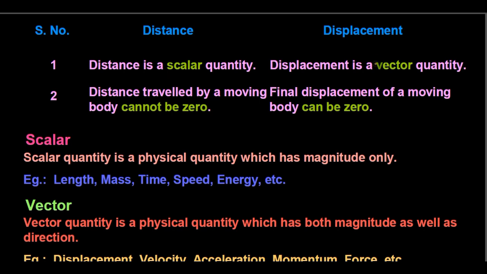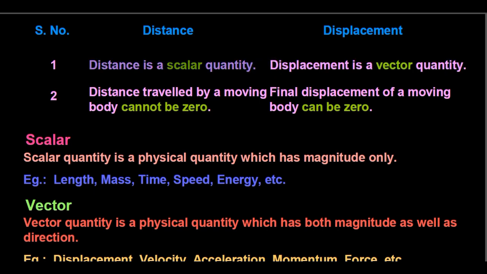But vector quantities are those which have numerical values as well as direction, like theta 30 degree, 45 degree, or east, west, north, south direction, or x-axis, y-axis, or z-axis. So we will represent them with some direction. These are known as vector quantities. So we can say displacement is a vector quantity while distance is a scalar quantity.